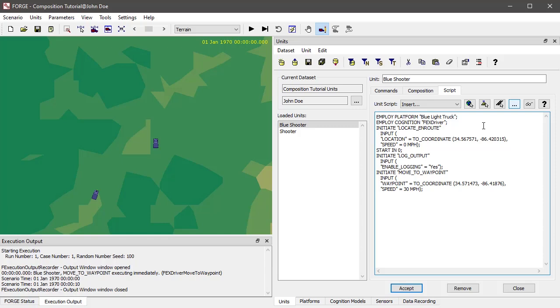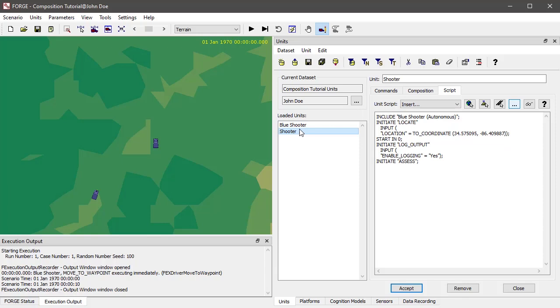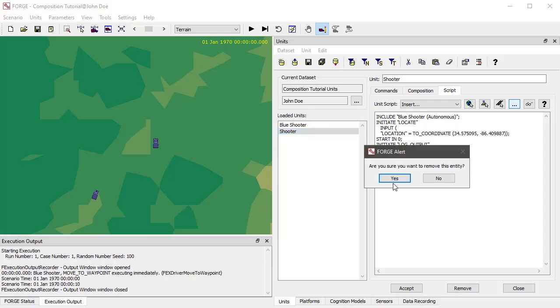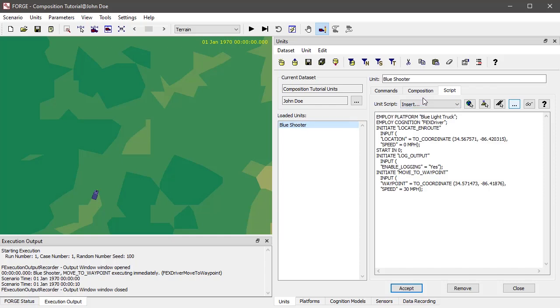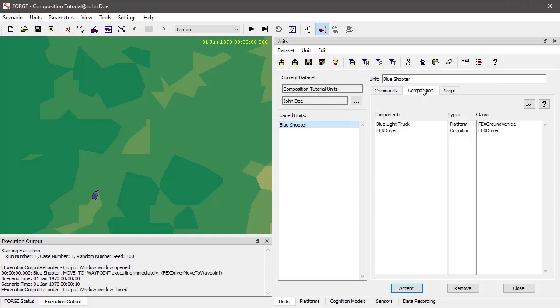And so we're going to dive in now and take a look at some of the other models that we need to attach to the blue shooter to make it look like this shooter. So I'm going to just remove that for now. And we're going to go to our blue shooter, which only has 2 models attached to it. And we're going to attach a sensor model and its supporting models. So let's talk a little bit about sensor models.